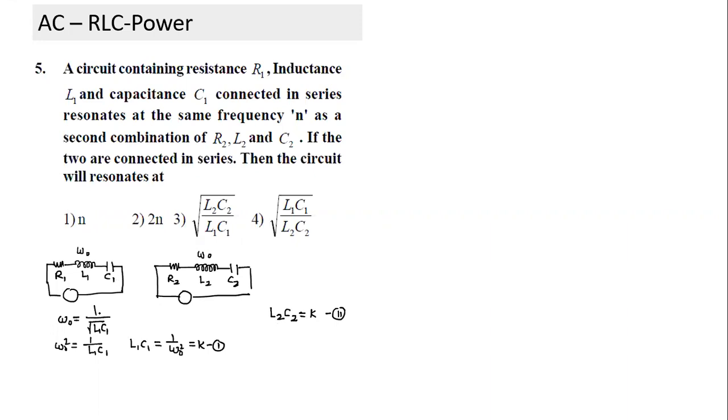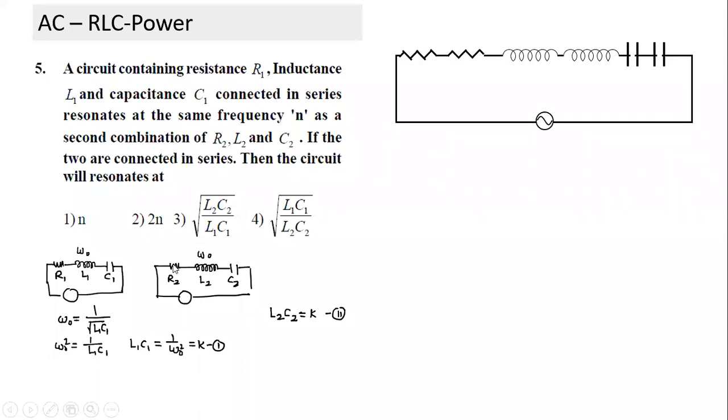What can you visualize of the circuit if we connect them in series? How many elements will be there? Six. The circuit might look something like this. If we connect all of them in series, there will be R1, R2, similarly L1, L2, and C1, C2. Now, the question is, what will be the value of frequency here? What will be the natural frequency?